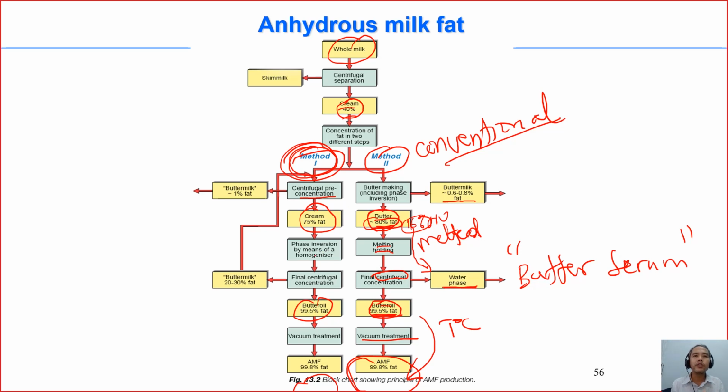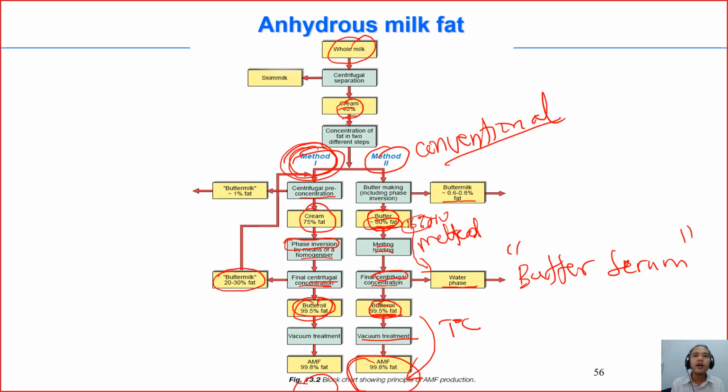And then the next step will be homogenization using a homogenizer. When we homogenize it, we have phase conversion by homogenization, and after that we centrifuge. We do the centrifugation like the same here. When we centrifuge, we can separate the lighter phase. The lighter phase is butter oil. The heavier phase is a byproduct.